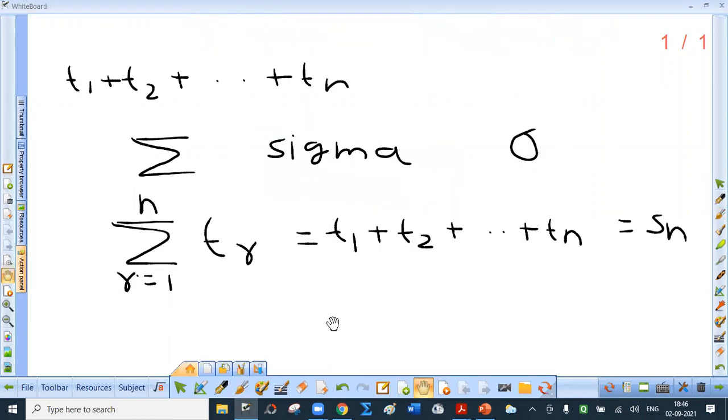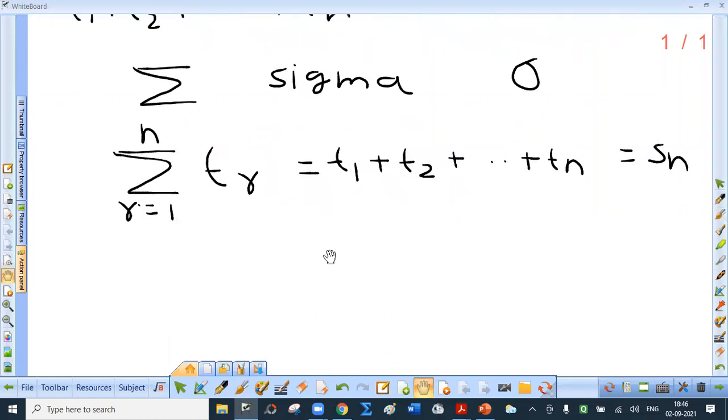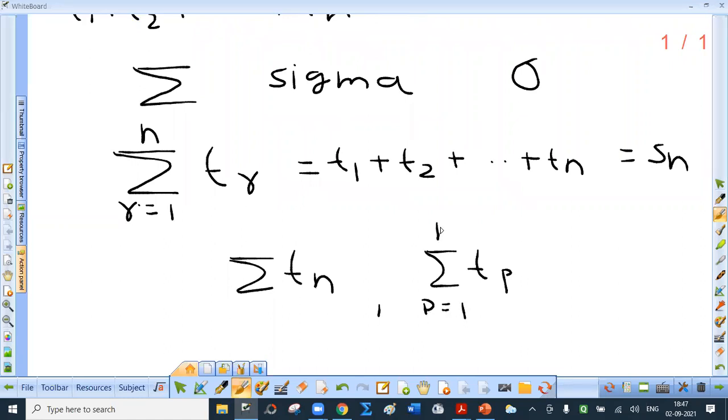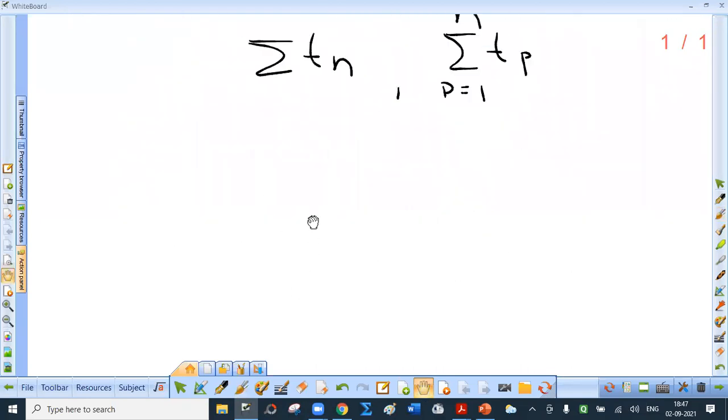Now you may also ask me, is it necessary to write sigma Tr? Can we write sigma Tn? Yes, you can write sigma Tp also. In that case, P will go from 1 to n, as simple as that. But usually we go for sigma TR, R goes from 1 to n.